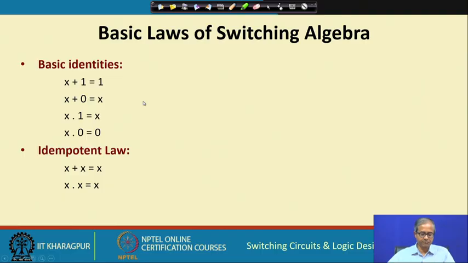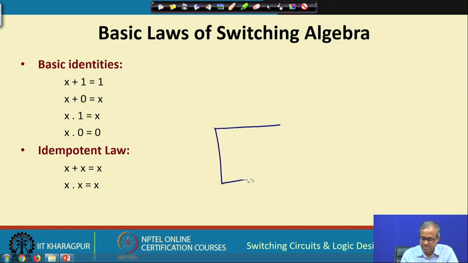The next set of rules is called the idempotent law. What does the idempotent law say? It says that if we do either an OR or an AND to the same variable, the value remains the same, does not change. So again, you try to construct such a truth table and see.